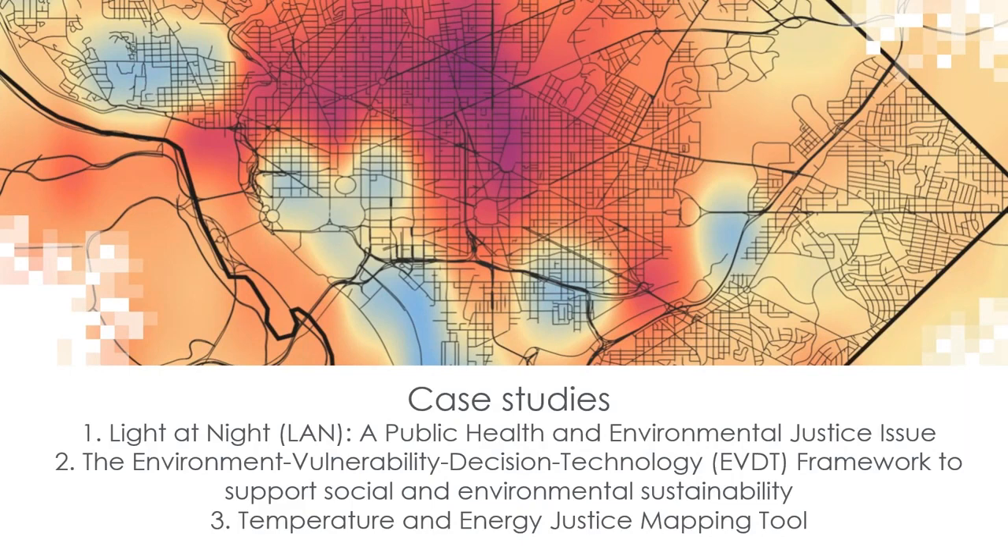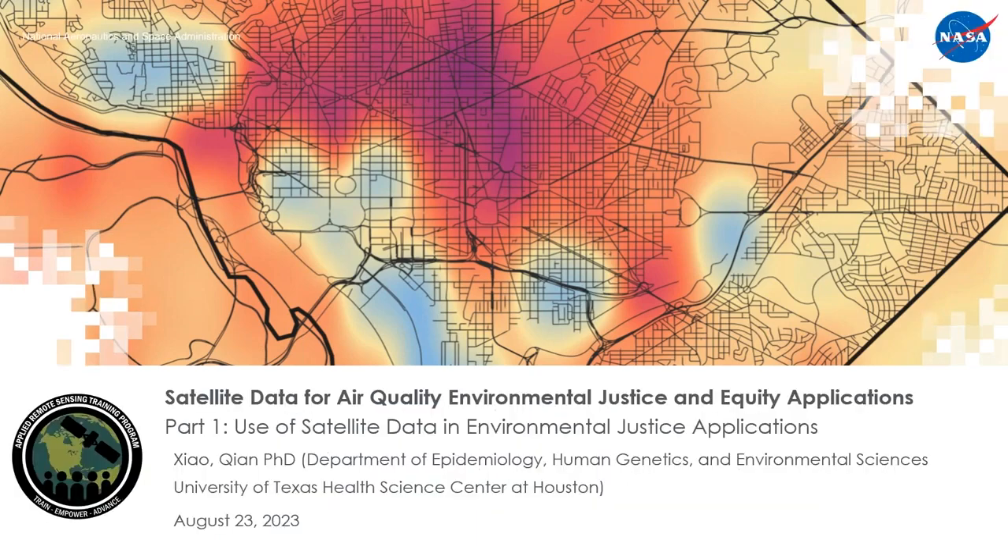Thank you so much, Tanya and Ufoma, for that great overview of how satellite observations can be used to explore environmental justice issues. In this next part, we'll hear three presentations on different environmental justice issues, which can be assessed using satellite remote sensing data. First, we'll hear from Xiao Xian about light at night.